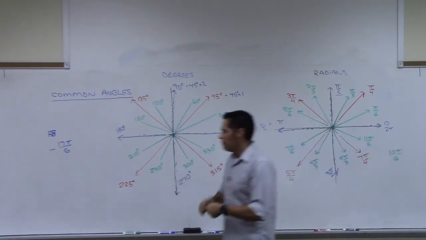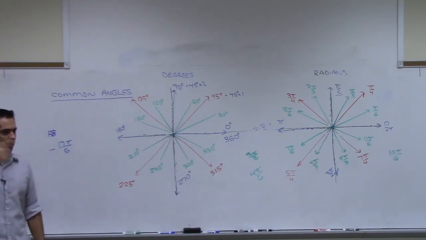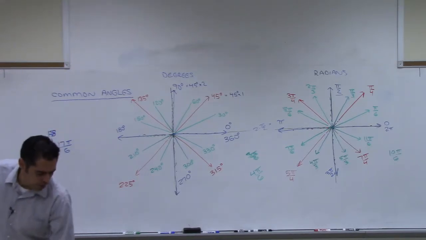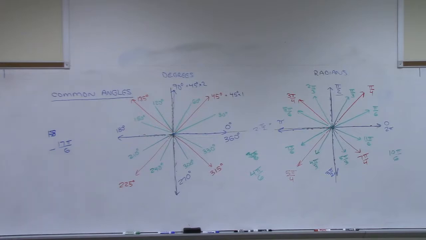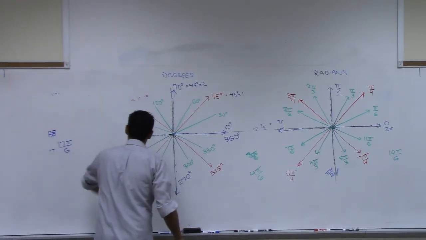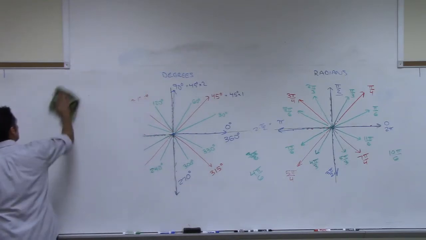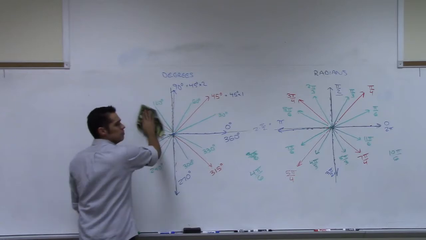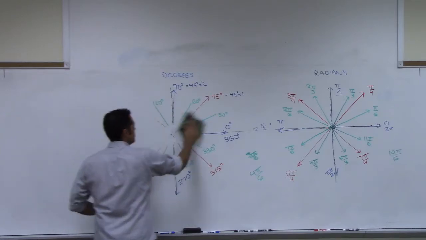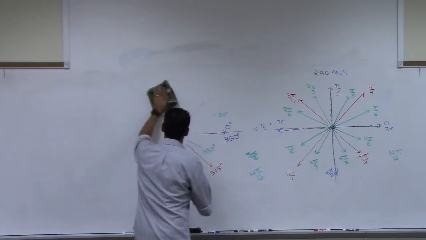So you can count your way around the circle pretty easily if you understand how that was all generated. All right. Good? Those are the common angles. We will be using them. And we learned last class how to convert from one to the other, didn't we? We did the conversion factors. I gave you the conversion factors and said, here's how you convert.